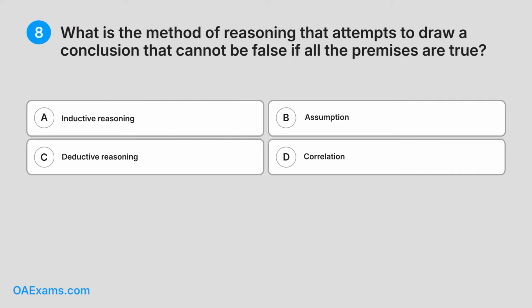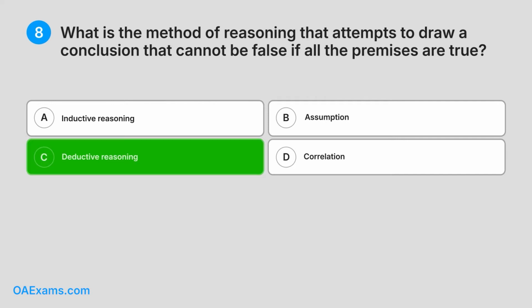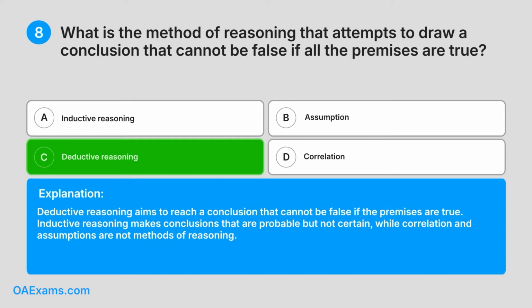8. What is the method of reasoning that attempts to draw a conclusion that cannot be false if all the premises are true? A. Inductive reasoning. B. Assumption. C. Deductive reasoning. D. Correlation. Do you know the answer? Correct answer. C. Deductive reasoning. Explanation. Deductive reasoning aims to reach a conclusion that cannot be false if the premises are true. Inductive reasoning makes conclusions that are probable but not certain, while correlation and assumptions are not methods of reasoning.